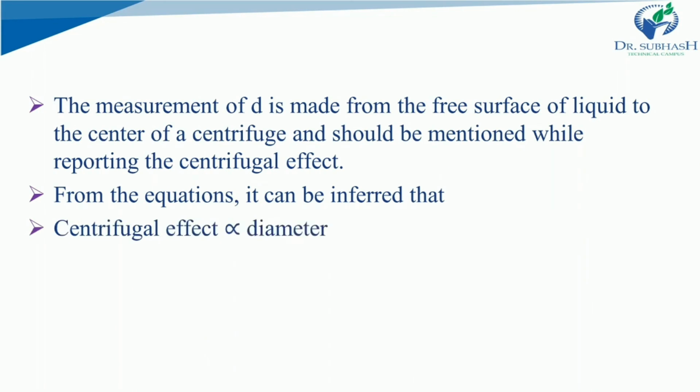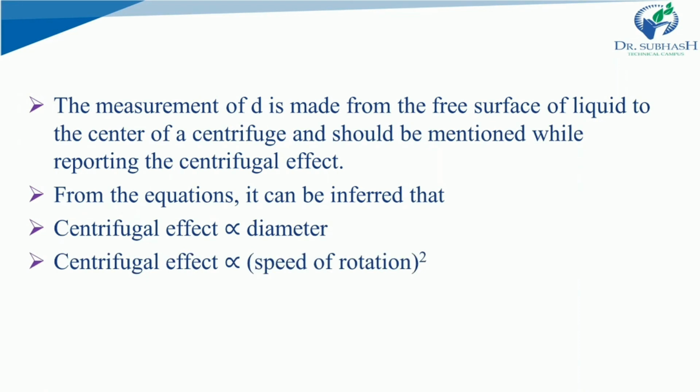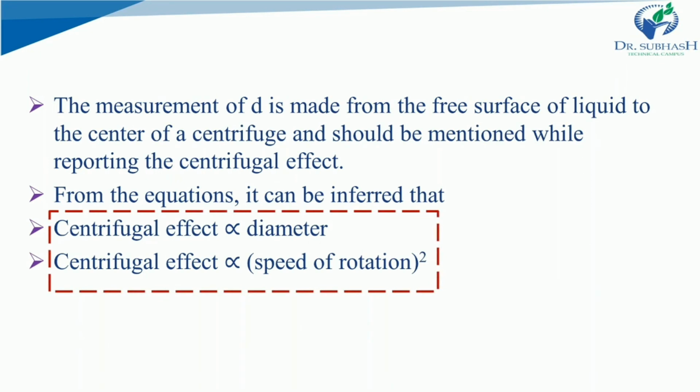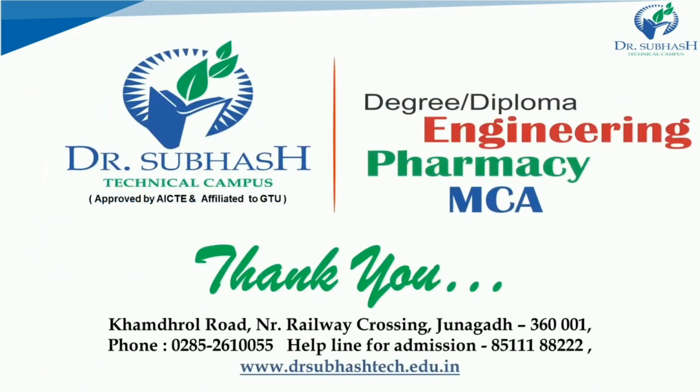From the equations, what you have learned can be inferred as follows. First, centrifugal effect is directly proportional to diameter, which means it depends on the diameter of the centrifuge. Next, centrifugal effect is directly proportional to the speed of rotation raised to the power 2. Both of these inferences are really important in deciding how successful your centrifugation will be. So this is it.